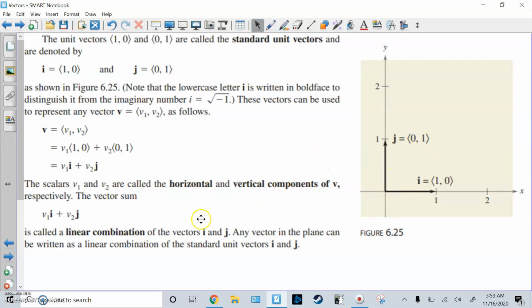Horizontal and vertical components. Alright, and then when you put it in this form, it's called a linear combination of the vectors i and j, because this uses vectors i and j and no other vectors. And any vector in the plane, coordinate plane, can be written as a linear combination of the standard vectors i and j, because everything's in the x-y axis.